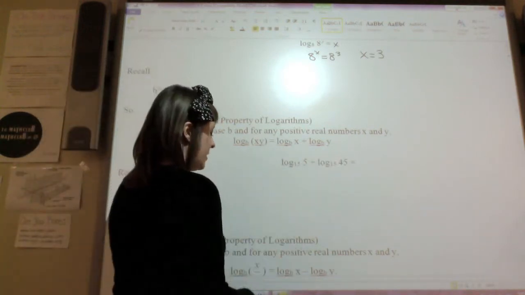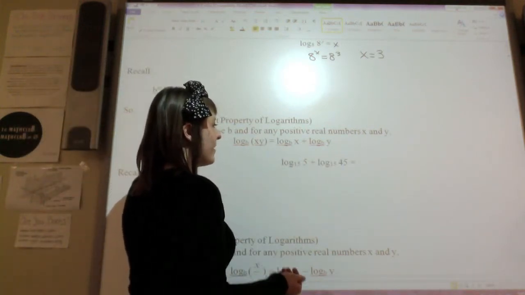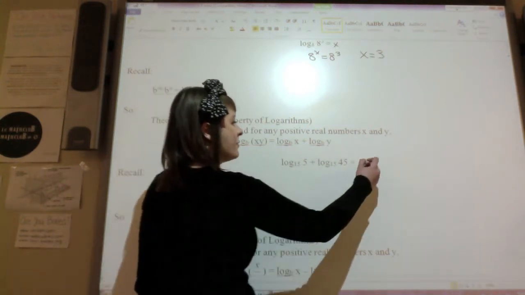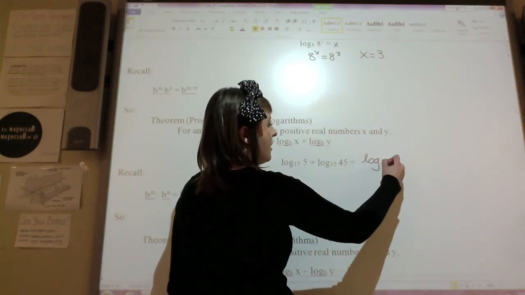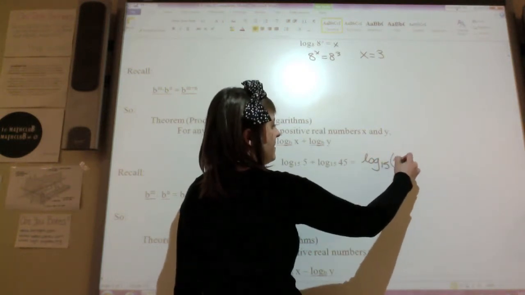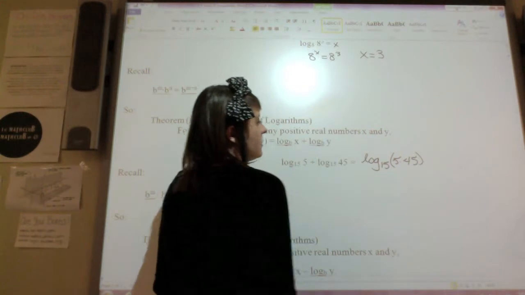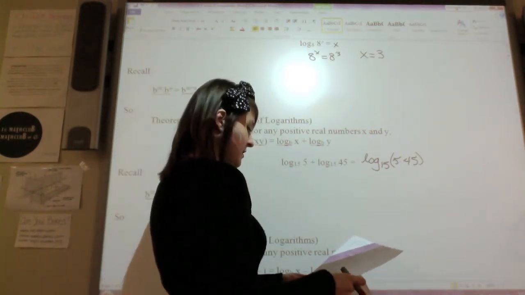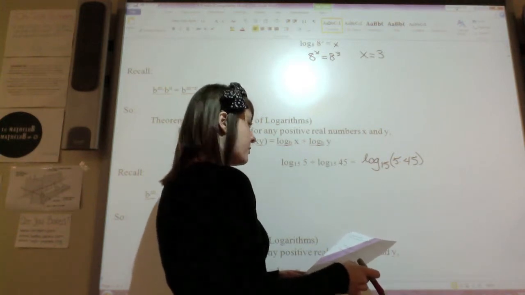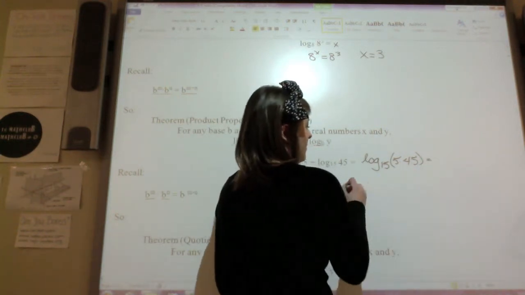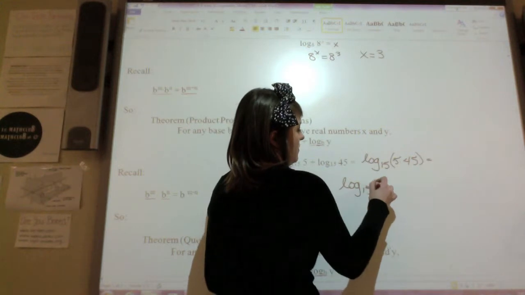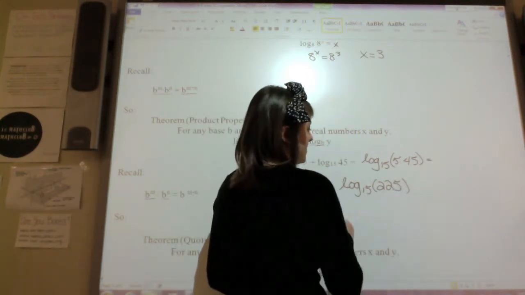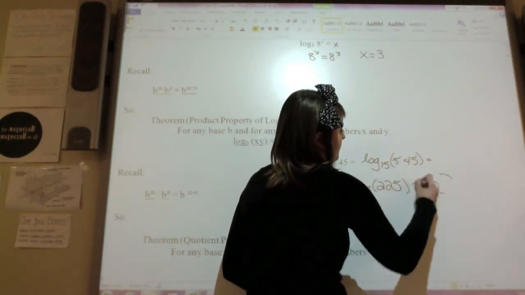So in this equation here, we've got log base 15 of 5 plus log base 15 of 45. If we use this rule, we can combine those into a single logarithm that is going to be 5 times 45. So this will be log base 15 of 225. And I know that 15 squared is 225, so this is just 2.